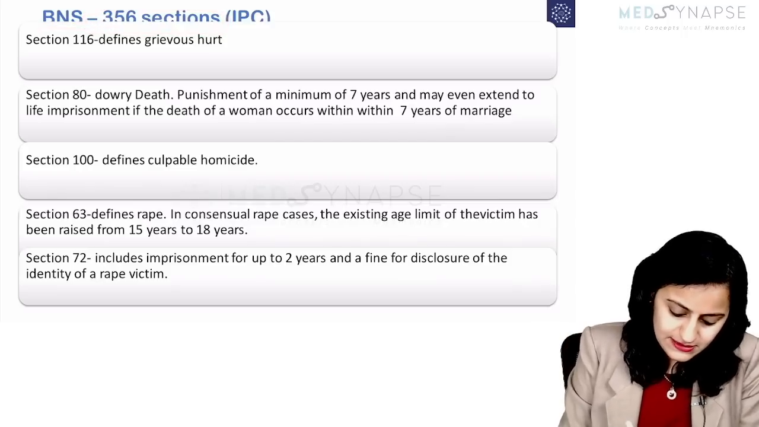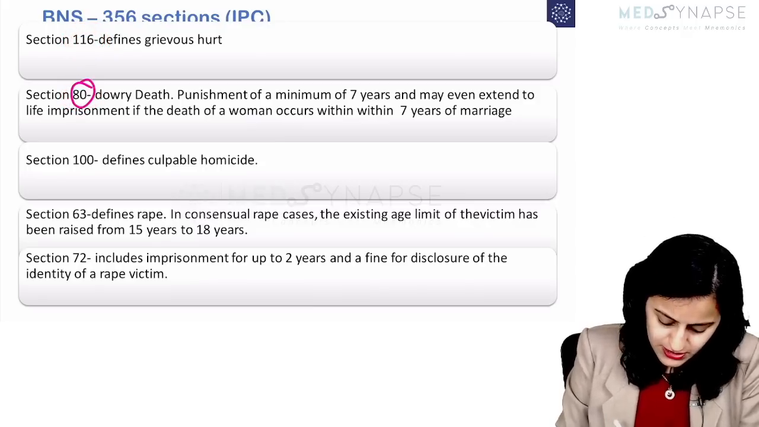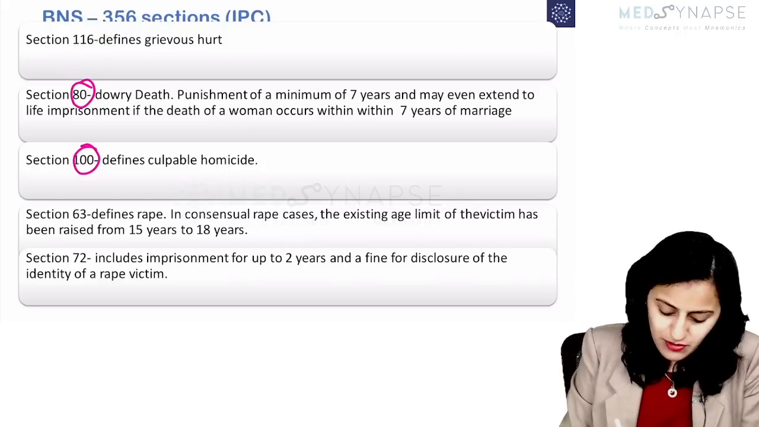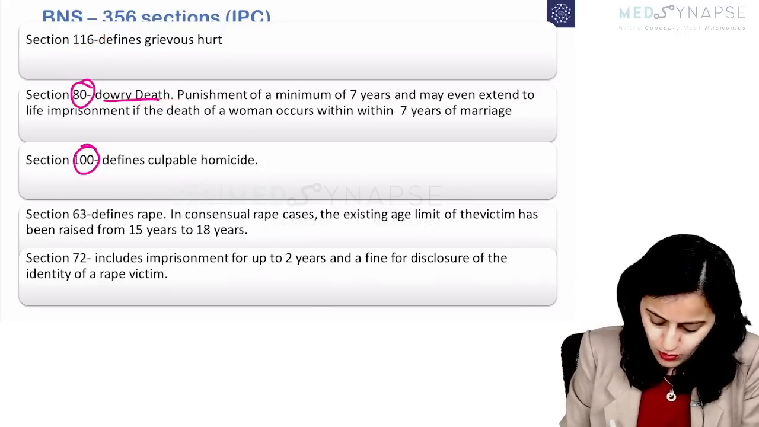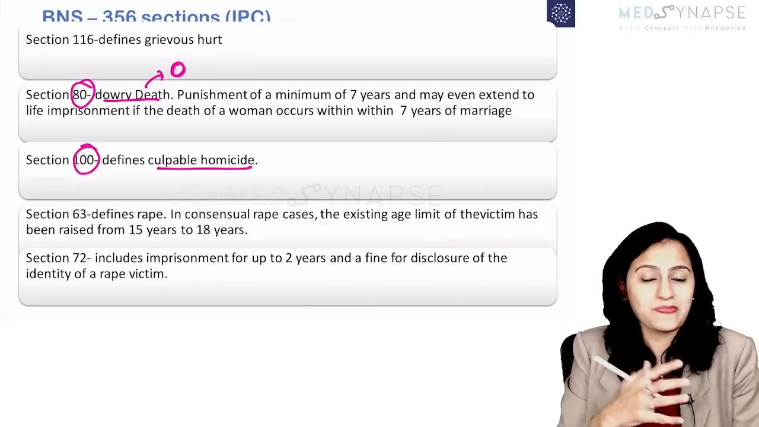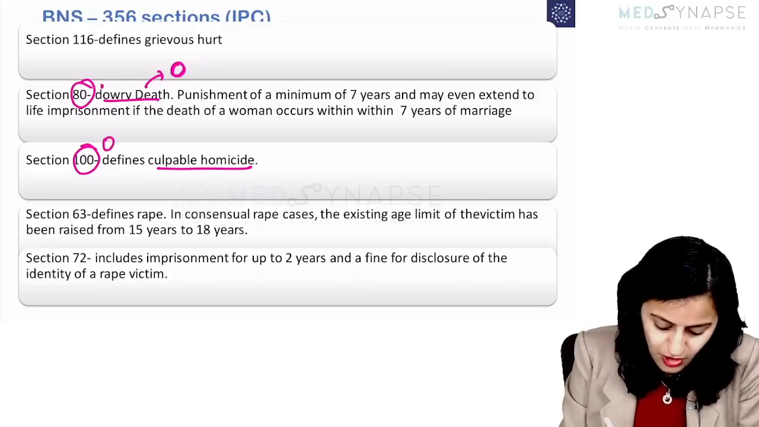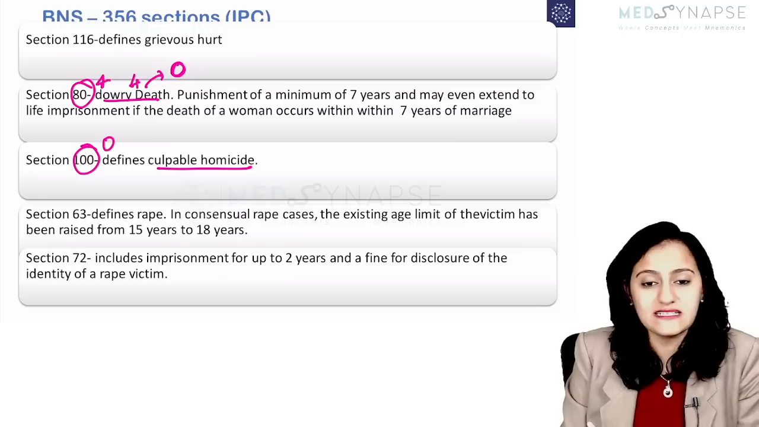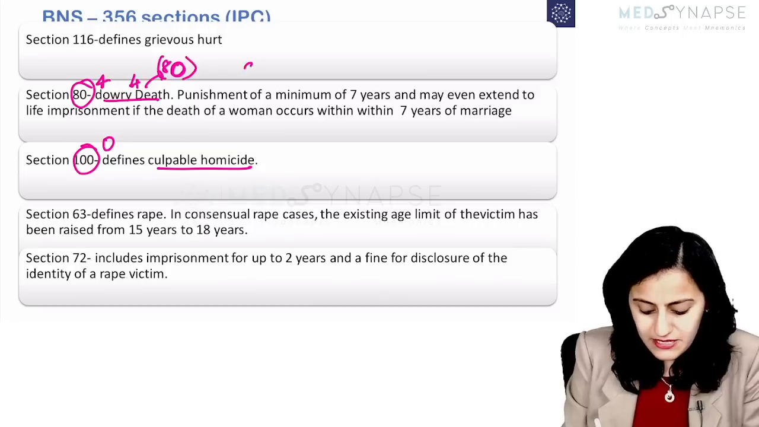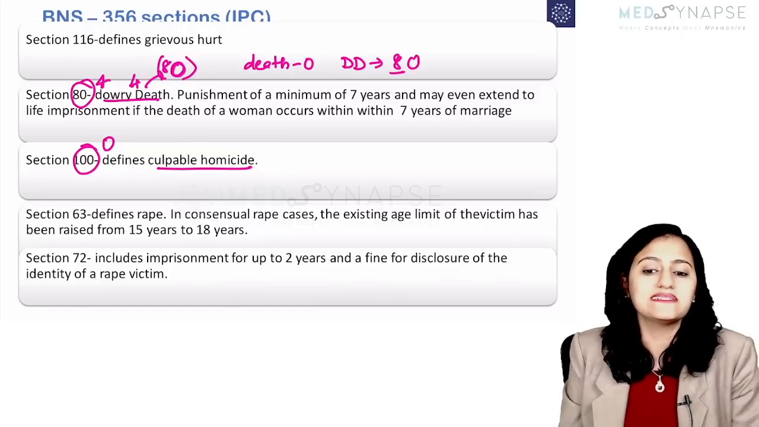So first let's learn the section for grievous hurt and dowry death. So dowry death, and we have culpable homicide, and I'm coming to grievous hurt later on. So wherever you have death, be it dowry death or culpable homicide, death means the person is becoming zero, right? The person is disappearing, the person is dying. So remember 0 and 0. For dowry death, D is the fourth alphabet, so 4 plus 4 is 8, so it is 80. Again repeating, for death it is the number 0, dowry death, D plus D is 8, so it is 80.